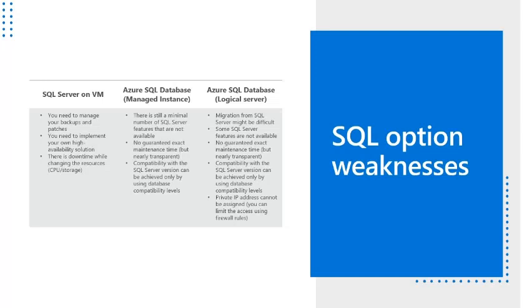Then there is logical server, Azure SQL Database. Migration from SQL Server might be difficult. If you have an on-premises SQL Server database and you want to migrate from there, it might be a bit difficult. Some SQL Server features are not available. No guaranteed exact maintenance time. Same, it's nearly transparent but not an exact time when it will be. Compatibility with the SQL Server version can be achieved only by using database compatibility levels. Private IP address cannot be assigned. You can limit the access using firewall rules.